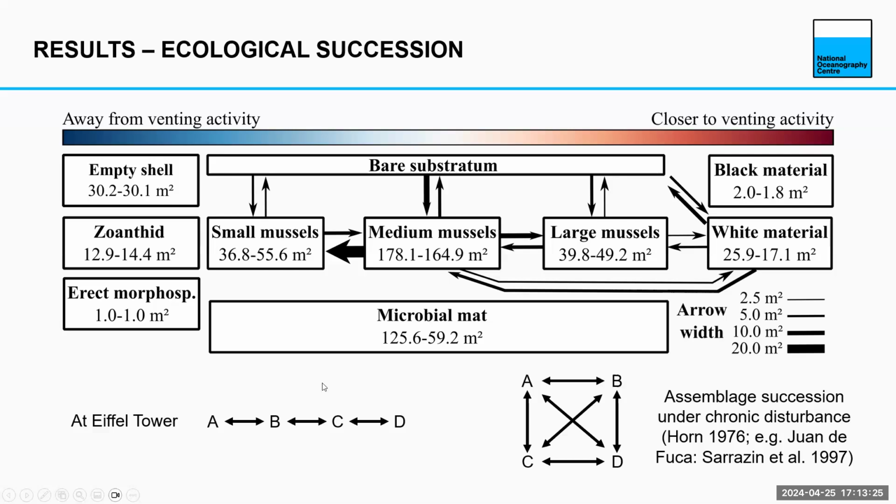So here, for Eiffel Tower, the high stability may be explained because we have very local disturbance, most likely, to which communities recover very quickly or can cope with. But we will try to explain that with other results.